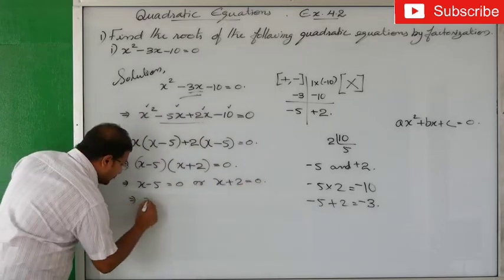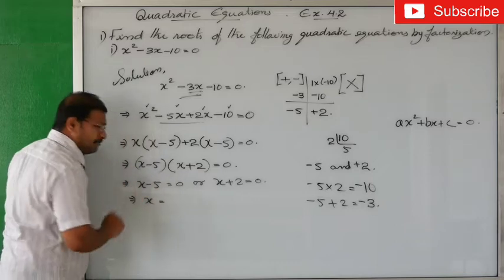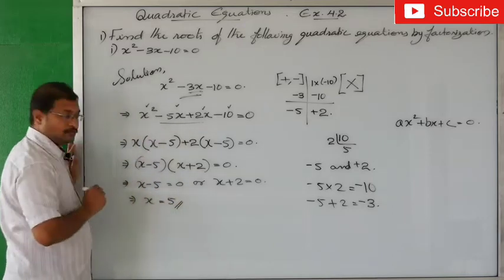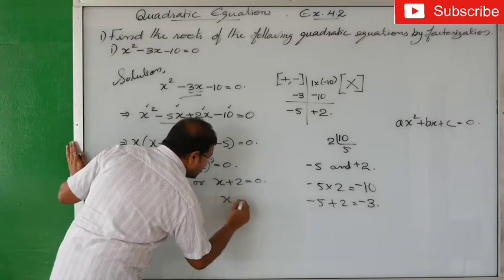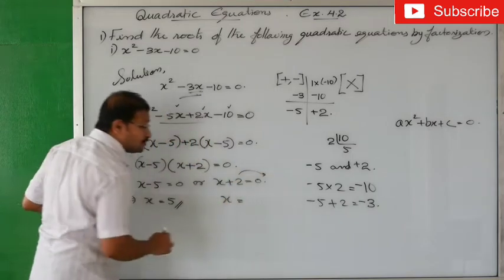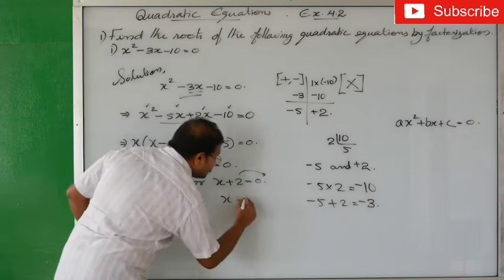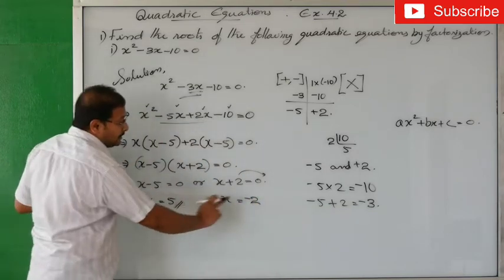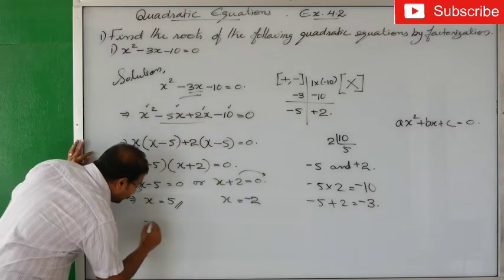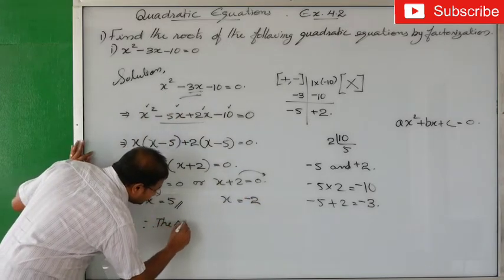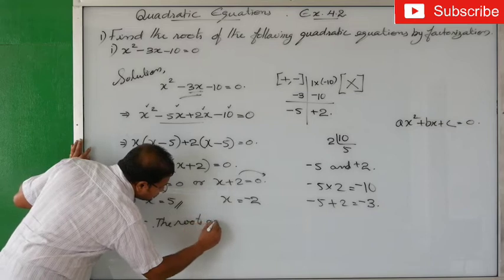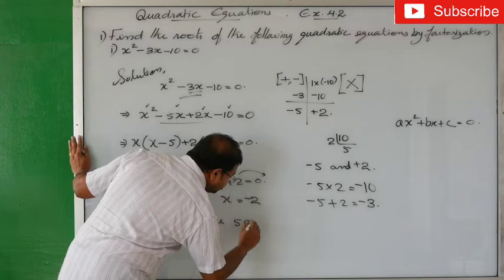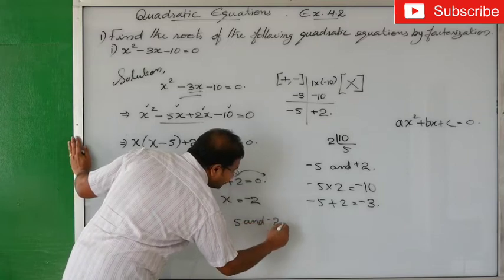This implies x equals minus 5 goes to the next side, plus 5. Then x equals, this plus 2 goes to the next side, minus 2. That means you got it, x equals 5, x equals minus 2, isn't it? Therefore, the roots are 5 and minus 2.